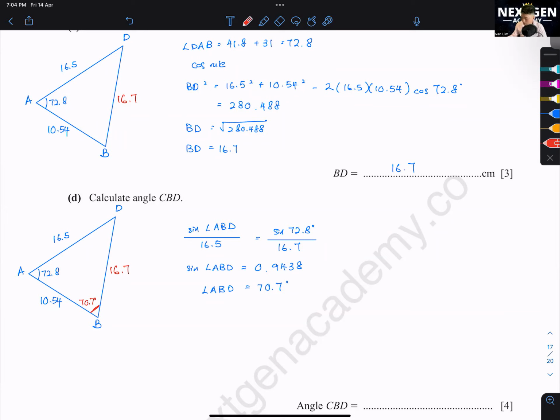So angle CBD, the final one, angle CBD will be 90 degrees minus angle ABD. We will get this 90 degrees minus 70.7 degrees, which is equals to 19.3 degrees. Can see here?